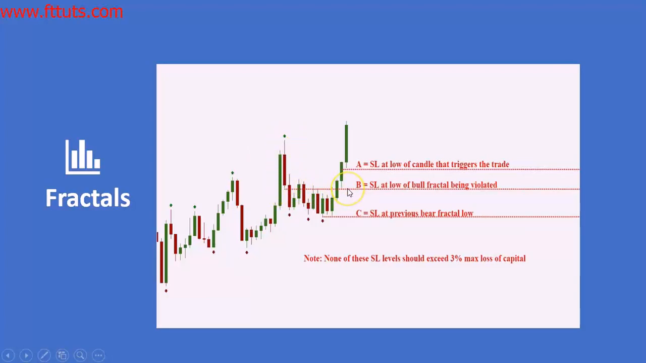You can put a stop loss there, or the last place, which is the best place but the biggest risk and the biggest stop loss, is the previous low, bear fractal low right here. Because this is where the market changes, and until the market violates this level, your trade is still good, even if it's in a drawdown. But the stop loss is big, very big. So none of these stop losses should exceed your 3% max loss of capital. Keep that in mind always.